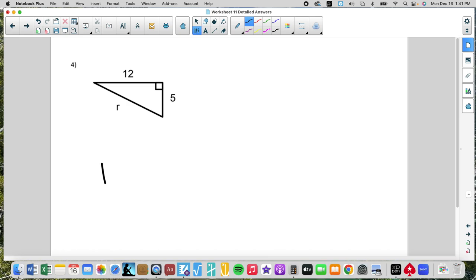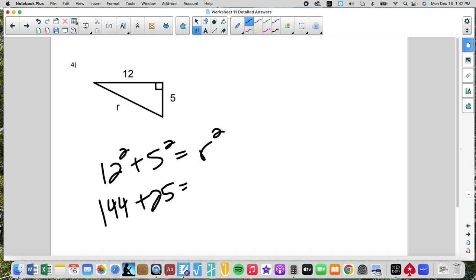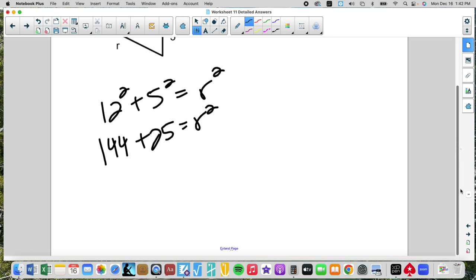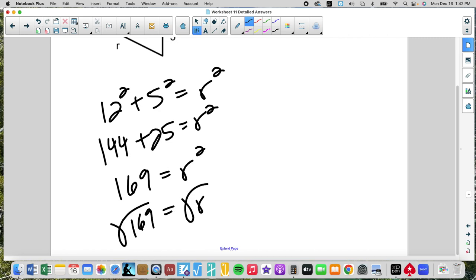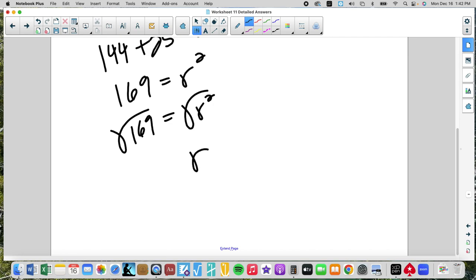Here, the hypotenuse. So you have 12 squared plus 5 squared equals r squared. 144 plus 25 equals r squared. We're going to add those two together. You get 169 equals r squared. We're going to take the square root of 169. We're going to take the square root of r squared, and we get r, and I think that's 13. I think it might be 13.